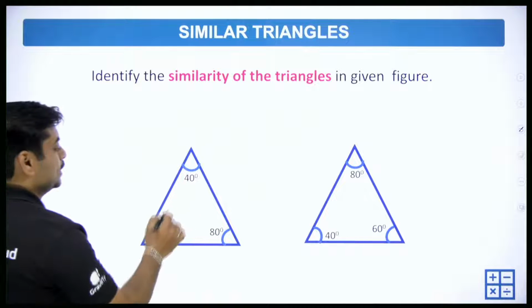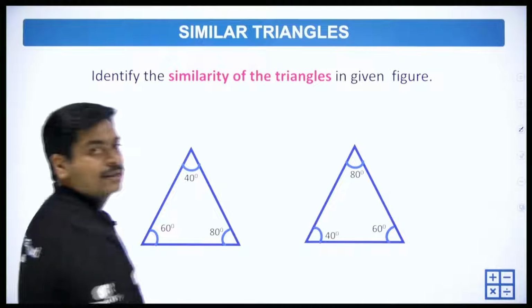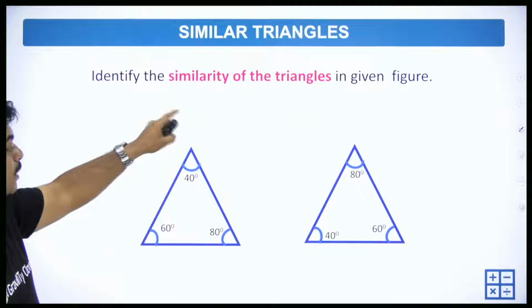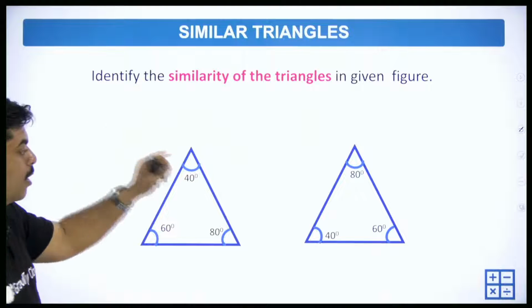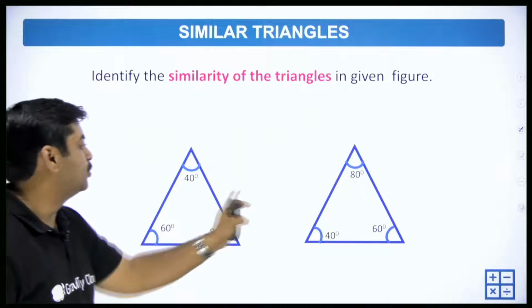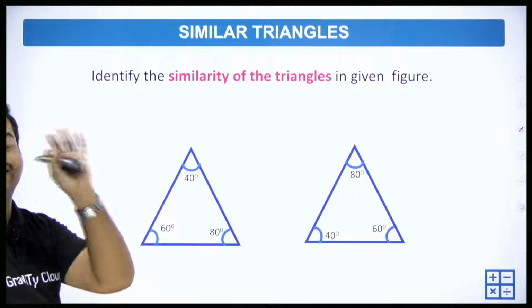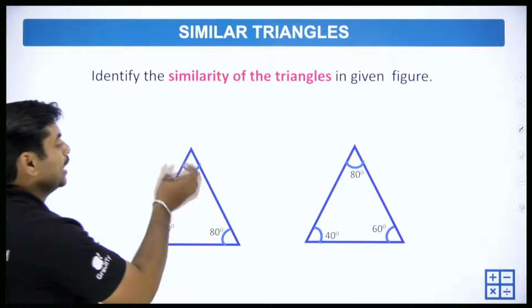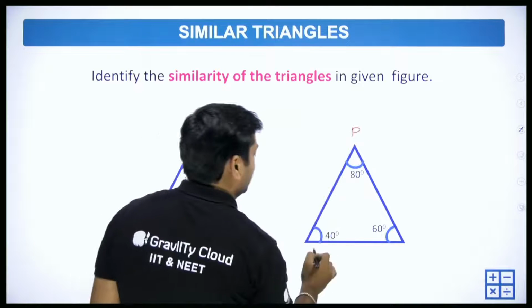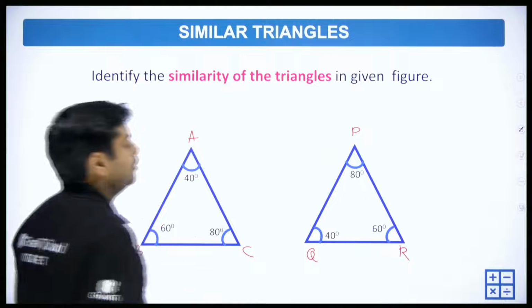So this 40, 60 and 80, this is 80, 40 and 60, right? So here if you can see similarity, which two angles are similar? 40 and 40, right? And again 60 and 60, 80 and 80. Are these two similar? Yes. As we have all the three angles same. This is angle ABC, this is PQR, okay?